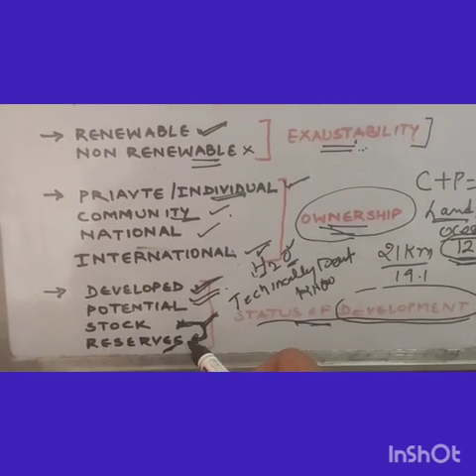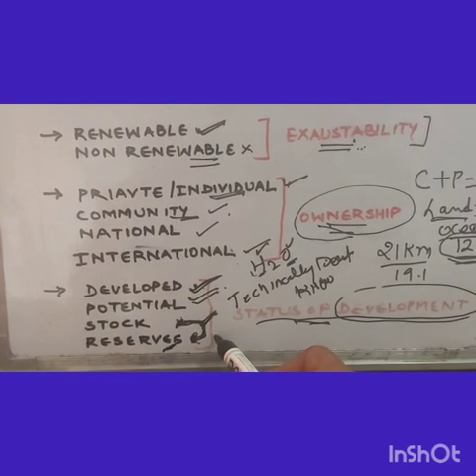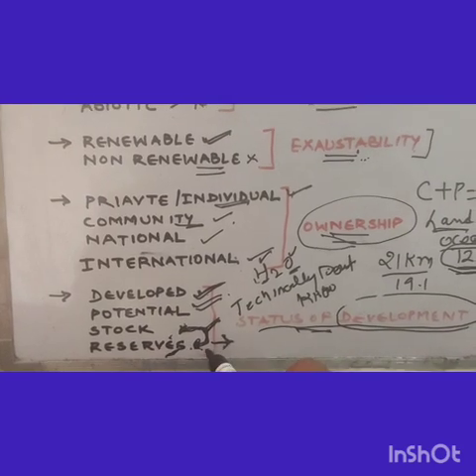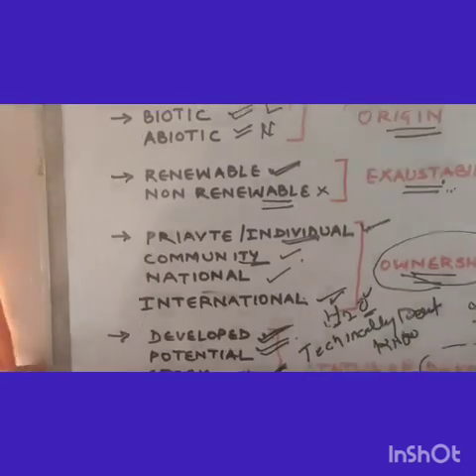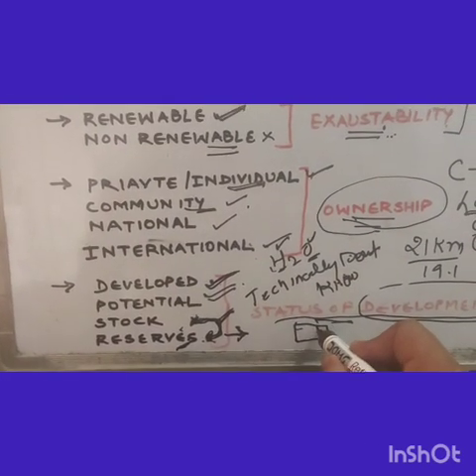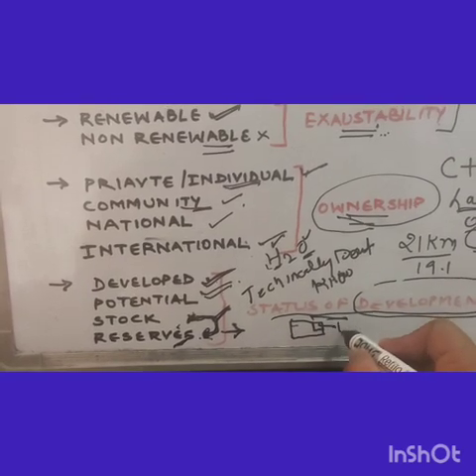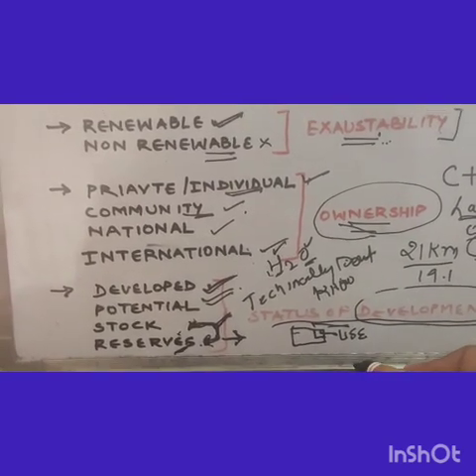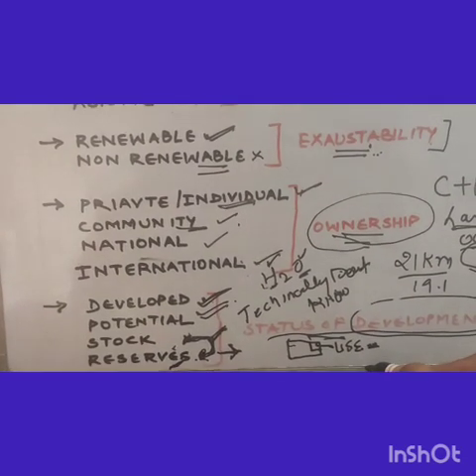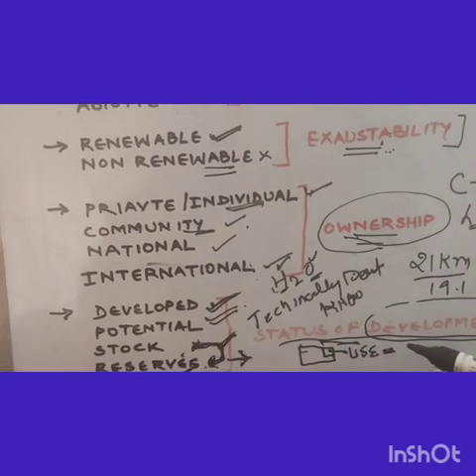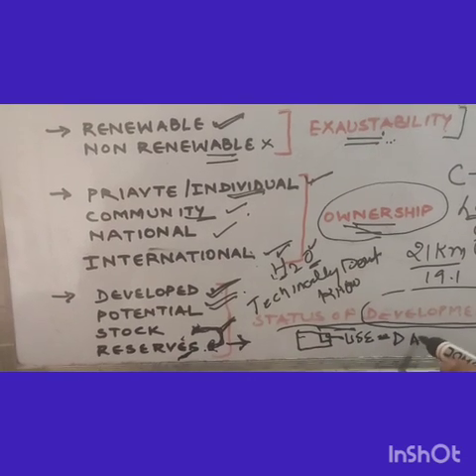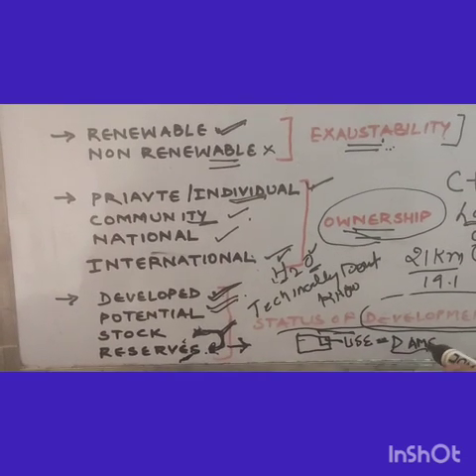Reserve basically is the subset of stock which is in use, but not in a huge manner. We can understand this through a small diagram. This is stock, and a small part of it which is in use is reserve. Like the sunlight we are using, and the hydrological or multi-purpose projects like dams, these are examples of reserves.